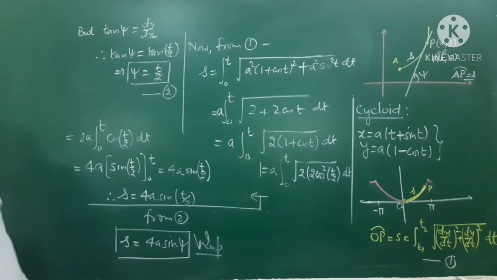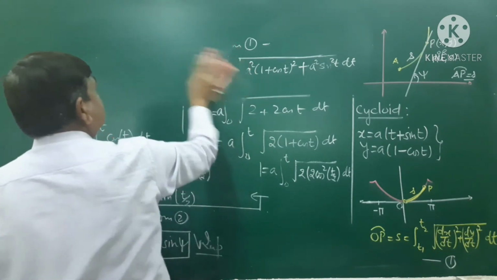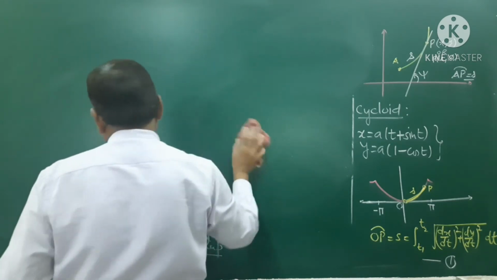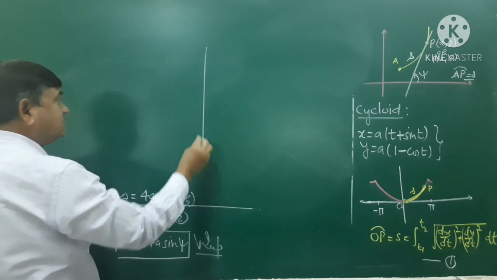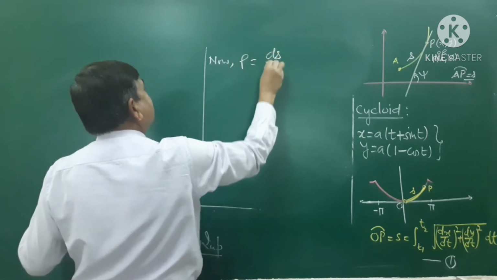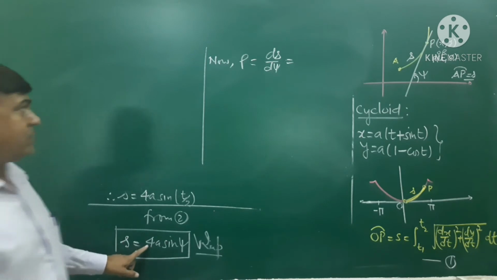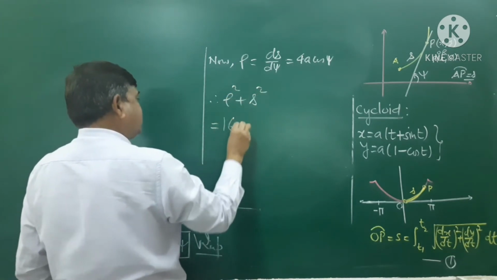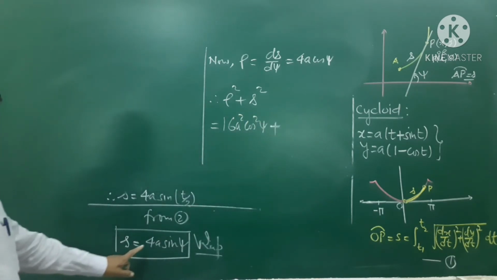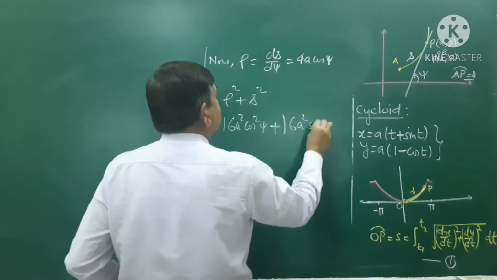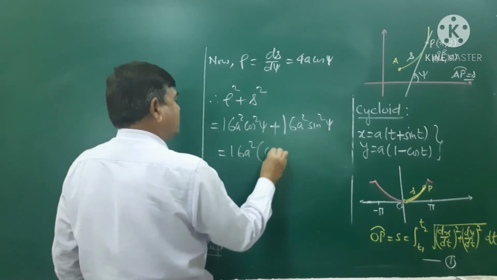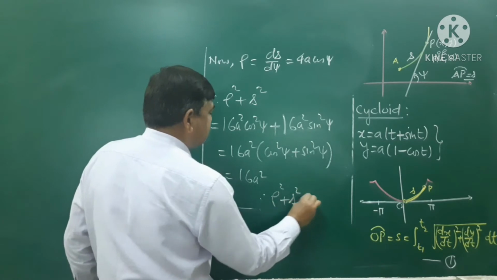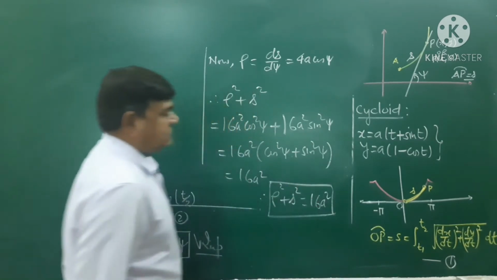Now we prove the remaining part of this. Rho is the radius of curvature, and this is given by ds by d psi. Now rho is ds by d psi. So we differentiate with respect to psi, so it is 4a cos psi. Therefore, rho square plus s square equals to rho square is 16a square cos square psi plus s square is again 16a square sin square psi. 16a square is common, and this is cos square psi plus sin square psi. This is 1, so this is 16a square. Therefore, rho square plus s square equals to 16a square. Henceforth.